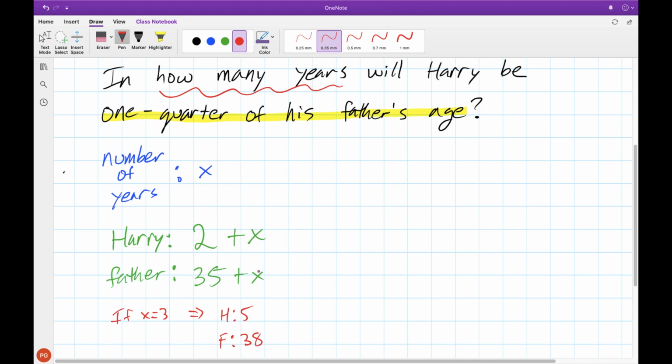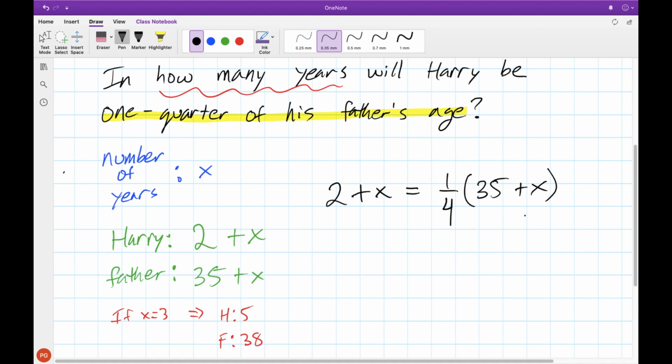So once we have this, the fact that Harry's age will be 2 plus x and his father's will be 35 plus x, we can use this last line here to set up an equation that we will solve. That equation is that Harry wants to be 1/4 of his father's age. Now just like before when we were dealing with fractions, 1/4 of his father's age is not just 1/4 of 35, it's 1/4 of 35 plus x. So we need to put brackets around this.